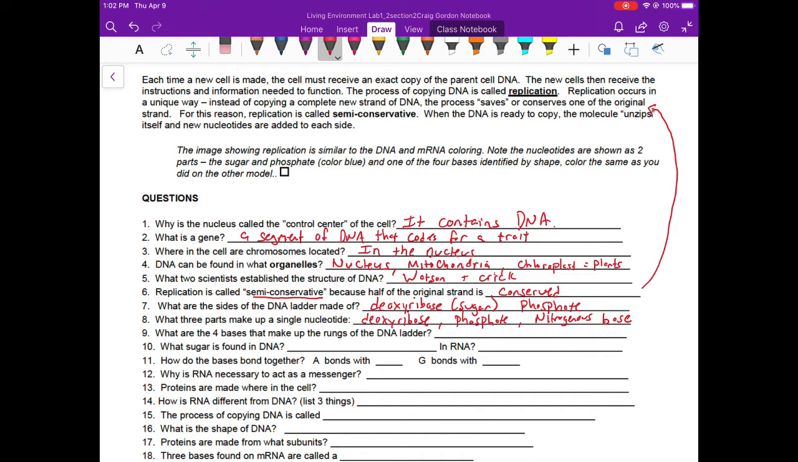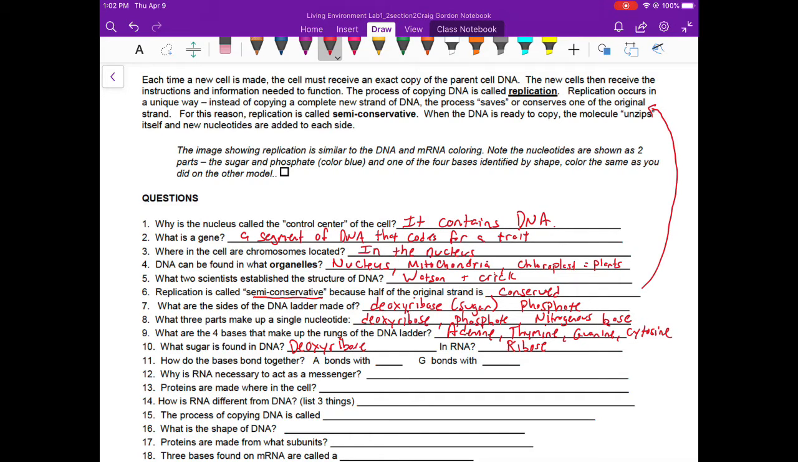What are the four bases that make up the rungs of the DNA ladder? You have adenine. It's like adenosine triphosphate. I just lost my train of thought. Thymine, guanine, and cytosine. What sugar is found in DNA? That's deoxyribose. In RNA is just ribose. That's why it's RNA, ribonucleic acid.